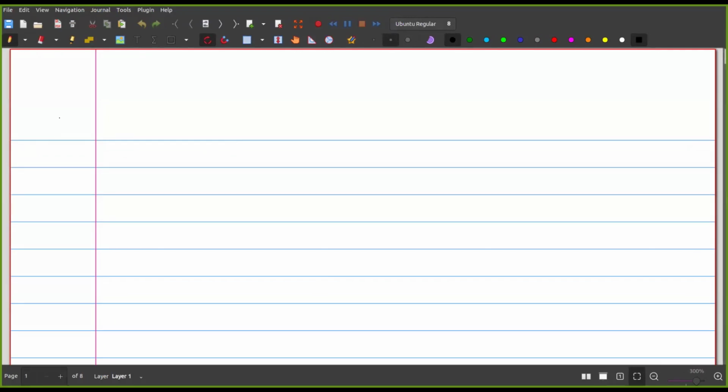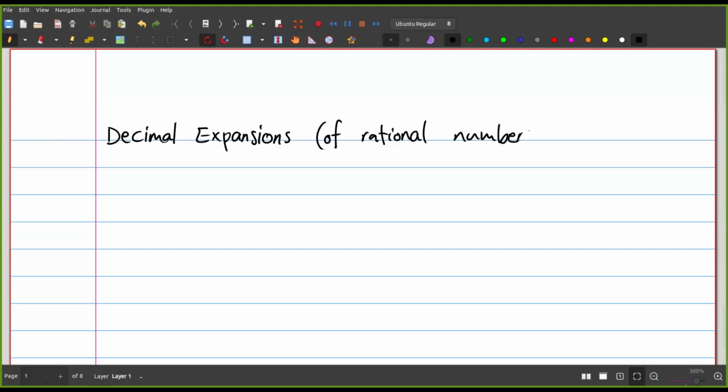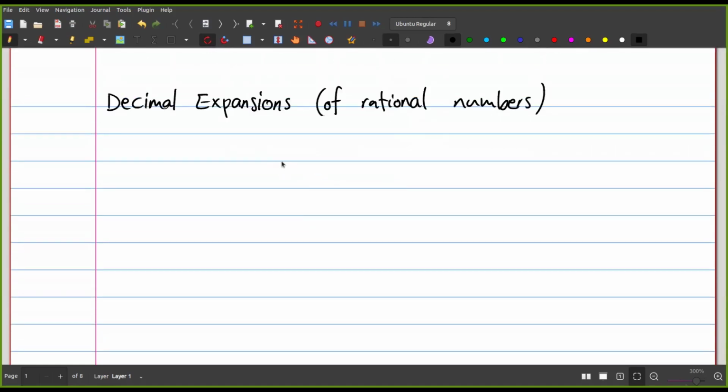So we're going to start with a very simple concept that you've probably seen in high school, and this is the concept of decimal expansions, and especially for rational numbers. So decimal expansions of rational numbers. And let's say that I just focus on numbers between 0 and 1, because you can easily extend this to numbers that are not between 0 and 1.